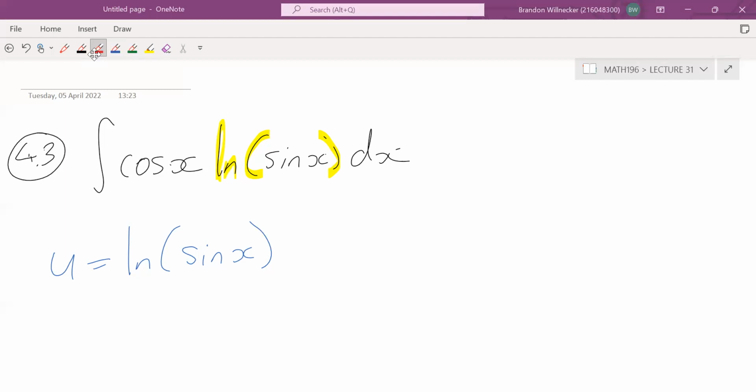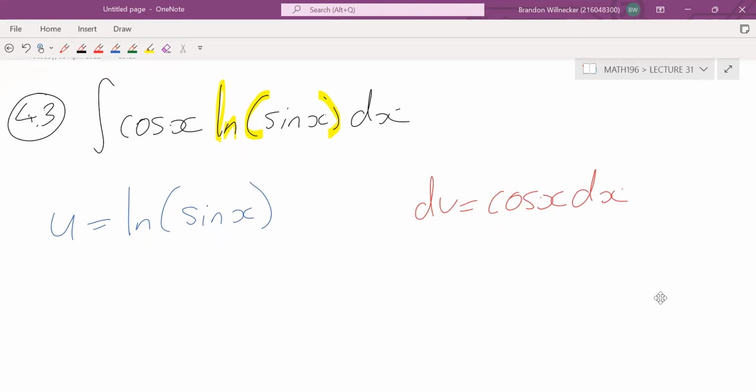But this is the pick that we're going to do. u is the natural log of sine x, and dv is going to be the rest of it, so cos x dx. Now that we've made our pick, we need to differentiate u, and we need to integrate dv. So du is going to be, now we need to use the chain rule because it's the natural log of the sine of x. So we have that composition. First, with the chain rule, it's going to be 1 over the inside part, so 1 over sine x. Then we need to differentiate sine x.